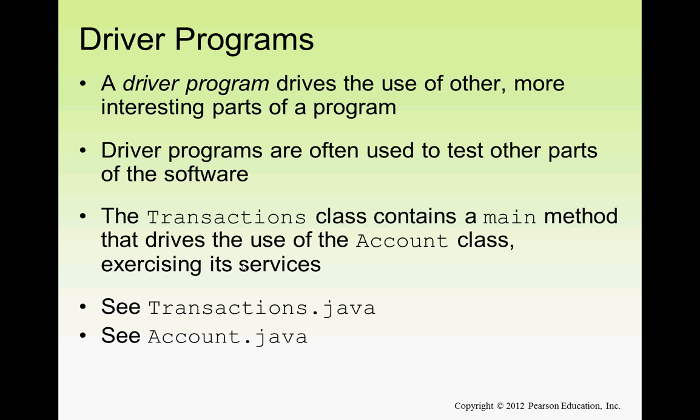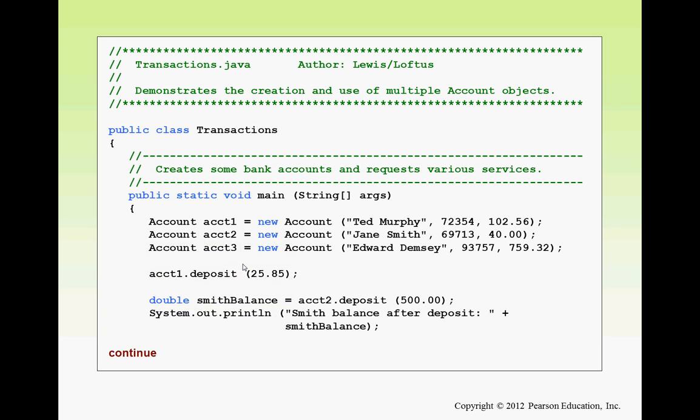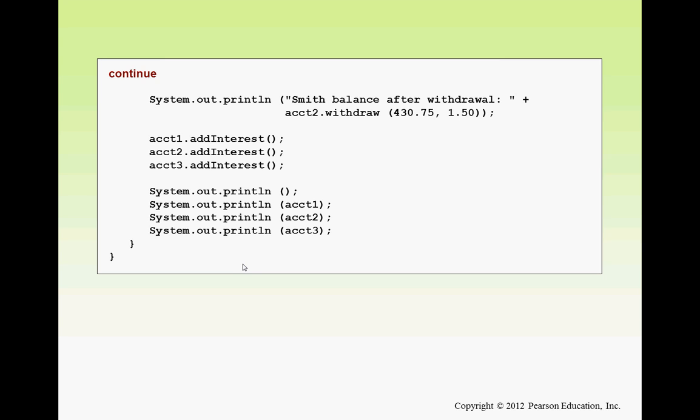Okay, so those are all part of the program. Here it is on the screen as well, that you have all of these items here for the transactions. You'll notice that on the screen here you have Smith balance after withdrawal. Okay, Smith balance, he has a withdrawal of account 2.withdrawal.